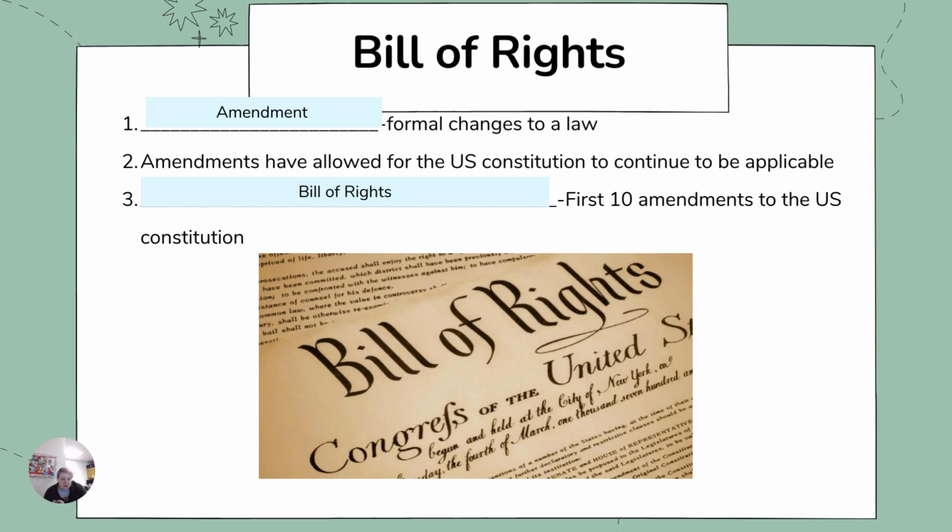So the first 10 amendments to the United States Constitution are made up of the Bill of Rights. These are arguably some of the most important rights that we have as Americans, although the other amendments are also important as well. So they do guarantee, as it says, 10 amendments that guarantee us certain rights and freedoms.